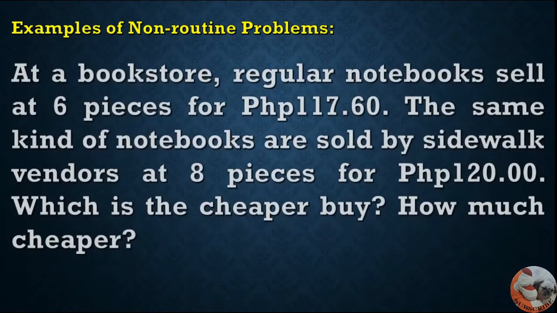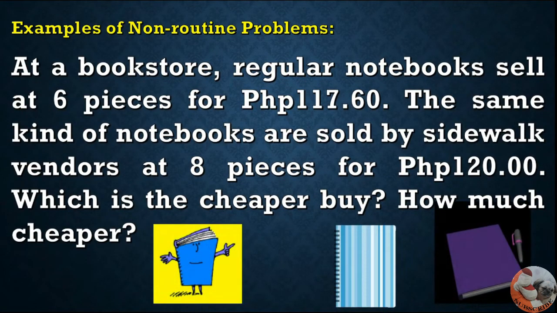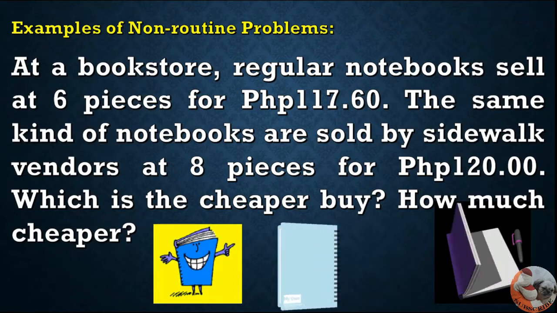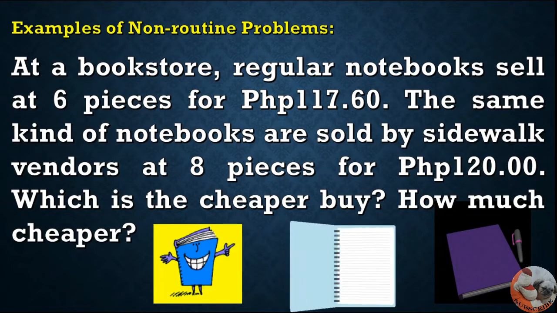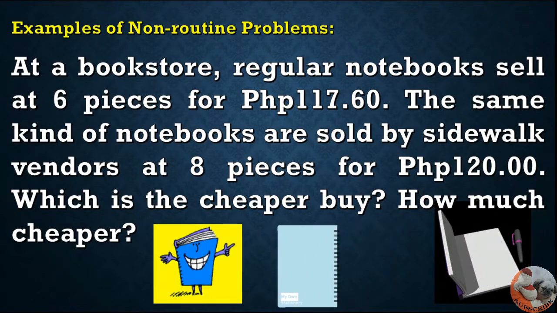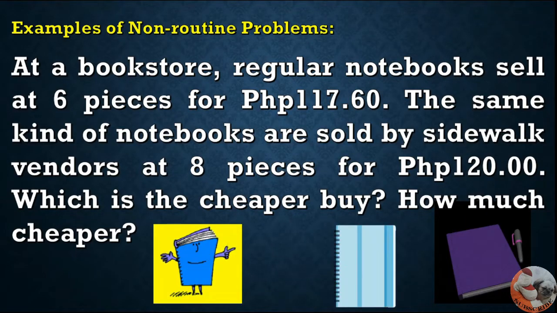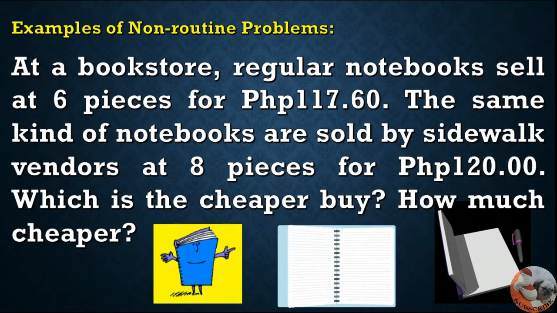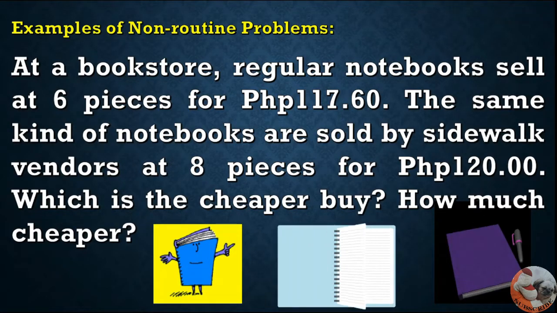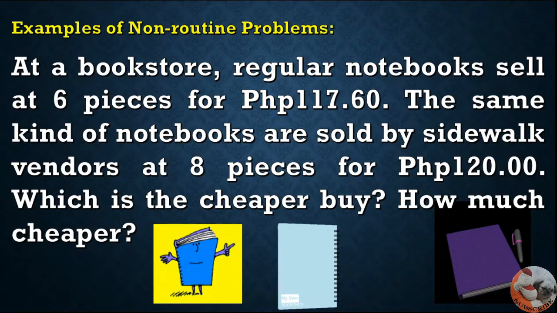Another example of a non-routine problem. At a bookstore, regular notebooks sell at 6 pieces for 117 pesos and 60 centavos. The same kind of notebooks are sold by sidewalk vendors at 8 pieces for 120 pesos. Which is the cheaper buy? How much cheaper?